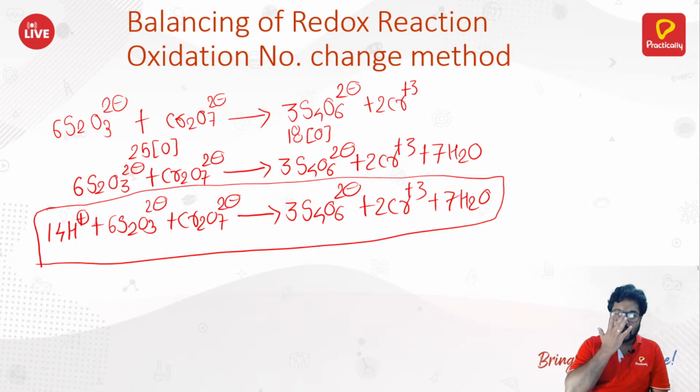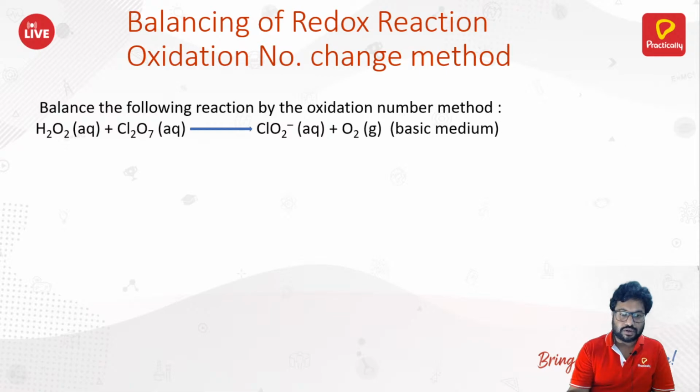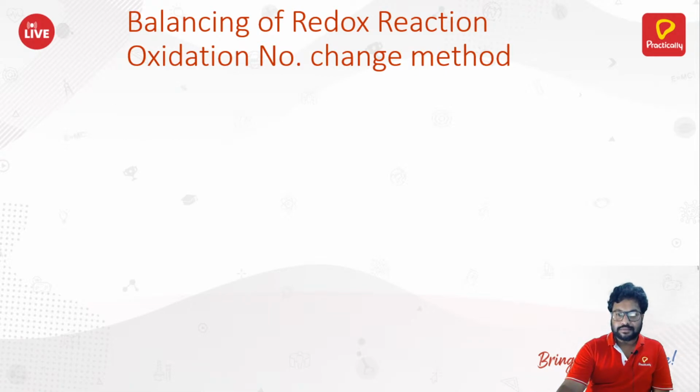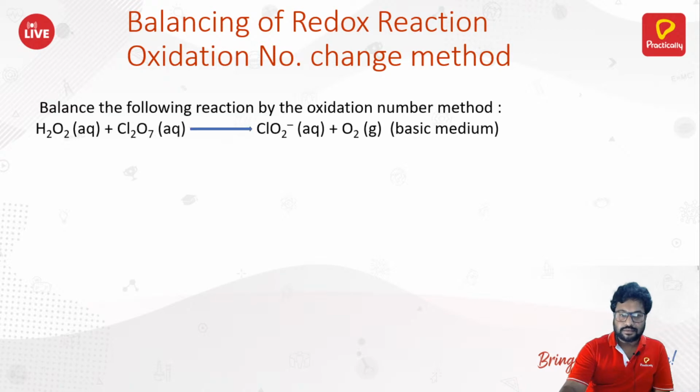Okay, let's see how we can perform the oxidation number change method in a basic medium. Now this one is a basic medium. See, Cl2O7. Here oxygen is in a -2 into 7, -14. So chlorine must be having +14, so each chlorine must be in a +7 OS.